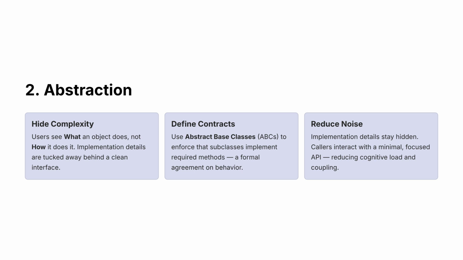Next up, abstraction. This one's about hiding complexity. The user of your class shouldn't need to know how it works, just what it does. You're defining a contract. In Python, we do this formally with abstract base classes, or ABCs, from the abc module in the stdlib. You mark methods as abstract, and any subclass that doesn't implement them will blow up at instantiation. It's Python's way of enforcing an interface. Less noise, less coupling, cleaner API.